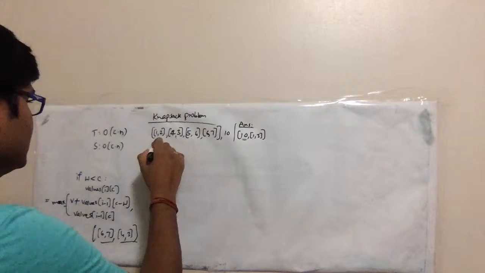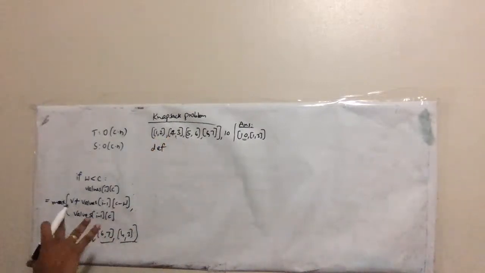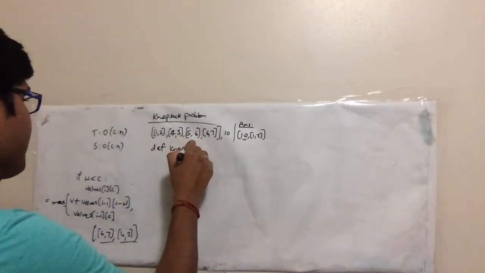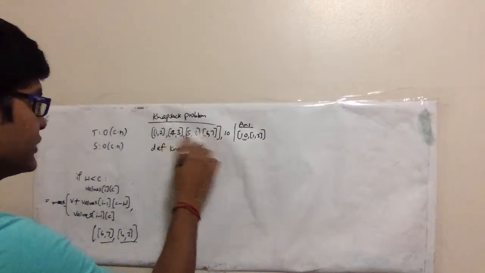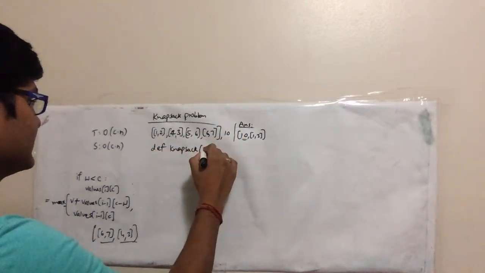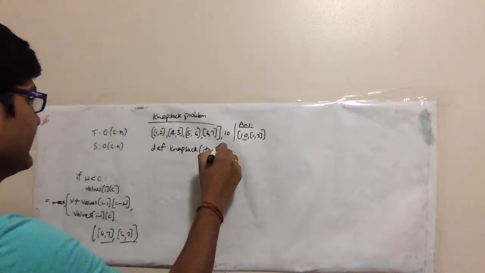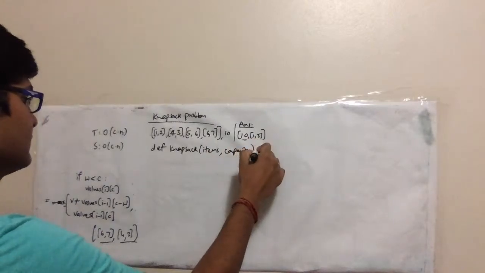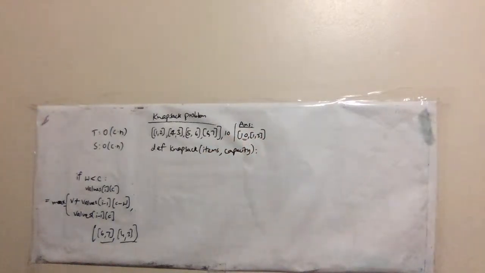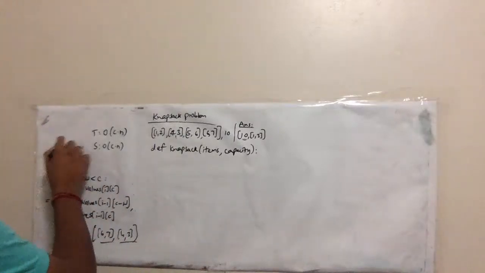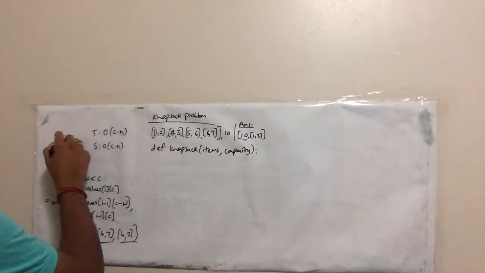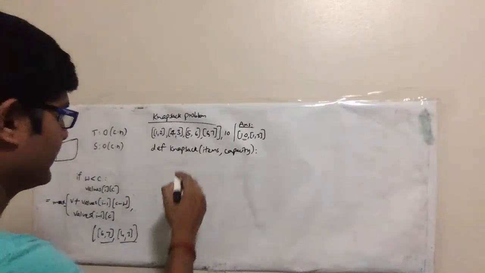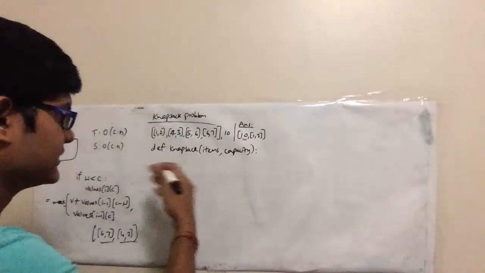Okay, so we will start the coding part. We keep this formula as it is. Definition of knapsack, which will take two arguments: the items list and capacity. Previously we have constructed that two-dimensional array, and at the start we need to initialize that array.